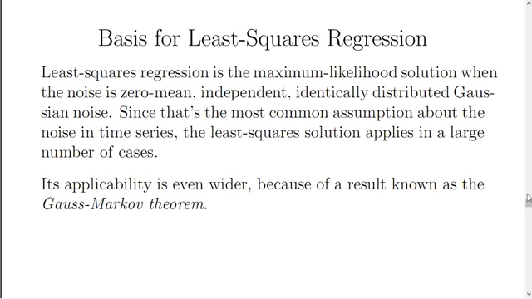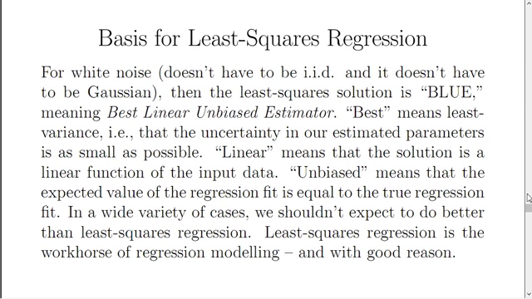Now, least squares is the maximum likelihood solution when the noise is zero mean IID Gaussian. Since that's the most common assumption about noise in time series, the least squares solution applies in a large number of cases, but its applicability is even wider because of a result known as the Gauss-Markov theorem. It tells us that for white noise, it doesn't have to be IID, it doesn't have to be Gaussian. For white noise, the least squares solution is BLUE, and BLUE is an acronym standing for Best Linear Unbiased Estimator.